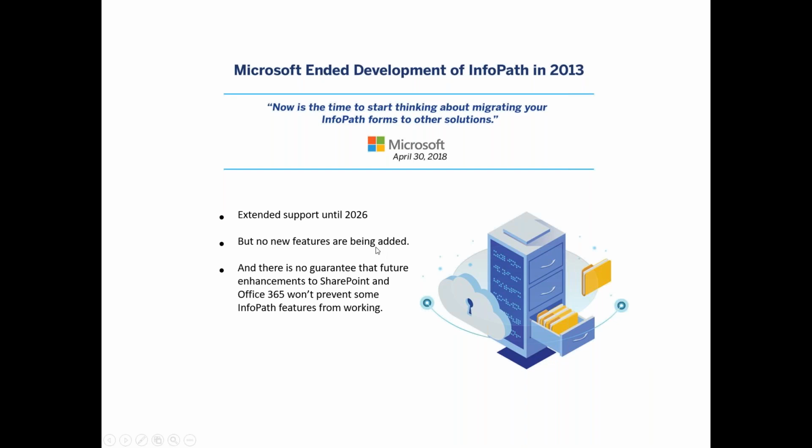Here's the important thing, no new features are being added. And here's another thing, there's no guarantee that future enhancements to SharePoint and Office 365 won't knock InfoPath out of the loop. I wrote a whole blog on that. You can see on our research section, how long will InfoPath work on Office 365? And the question is, we don't know. I mean, Microsoft suddenly stopped SharePoint 2010 workflows on Office 365 as of November, which is next month. They gave an announcement, I think in late July, early August, and a few months later, you're like, hey, that's it. And if you read my blog on it, it's on the InfoPath Replacement resource page.